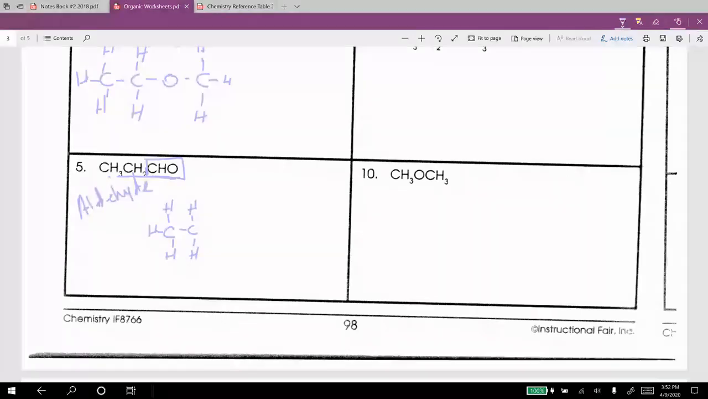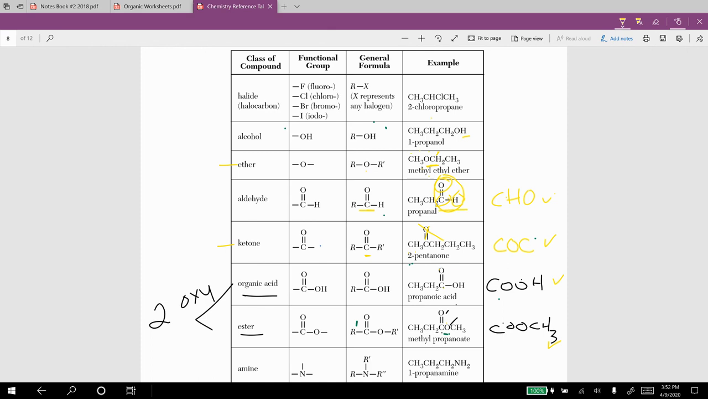CH2. And now I have the CHO. So I'm going to draw the CHO just like they have it on table R, right? At the end, the CHO. Let's double check to make sure I did that right. There's my CHO at the end. All right, let's take a look at your next one.